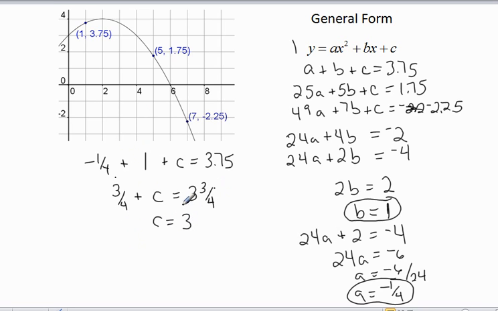So I've got a down here at negative 1/4, b at 1, and c at 3. And my equation in general form is y is equal to negative 1/4 x squared plus 1 times x, which is just x. That's b that would go right there, plus c, which is 3. And I've got an equation in general form that matches this form up here.